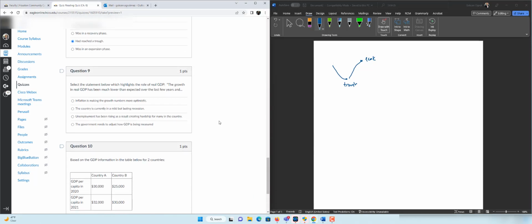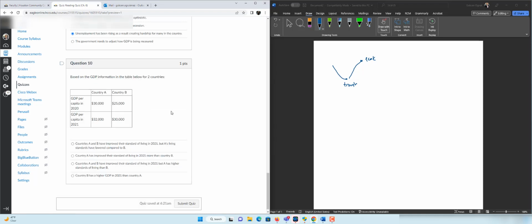Question number 9. Select the statement below which highlights the role of real GDP. The growth in real GDP has been much lower than expected over the last few years, so therefore unemployment has been rising. Okay, if production is increasing lower than expected, then we expect that unemployment has been rising as a result, creating hardship for many in the country.